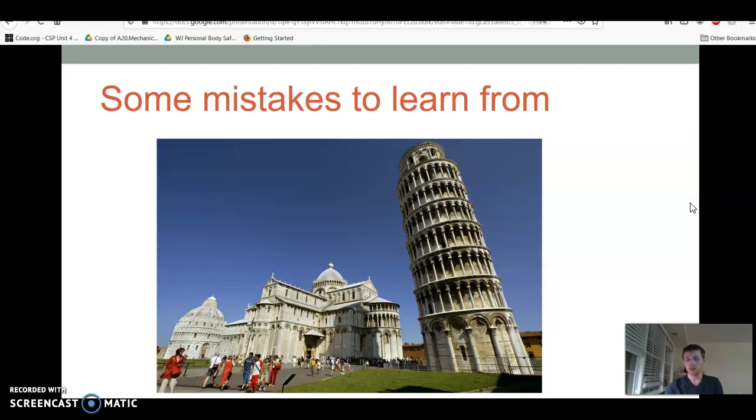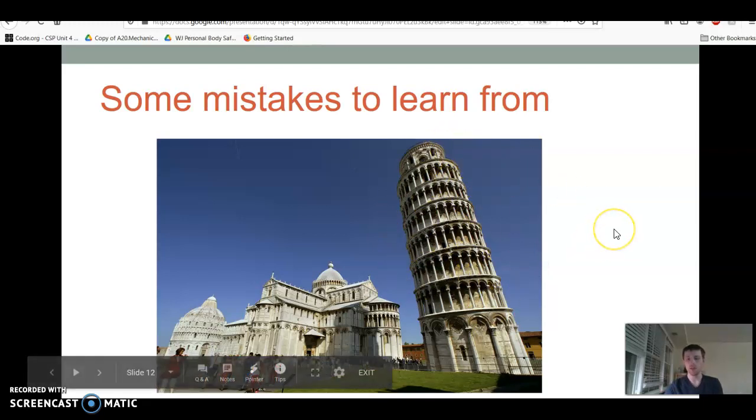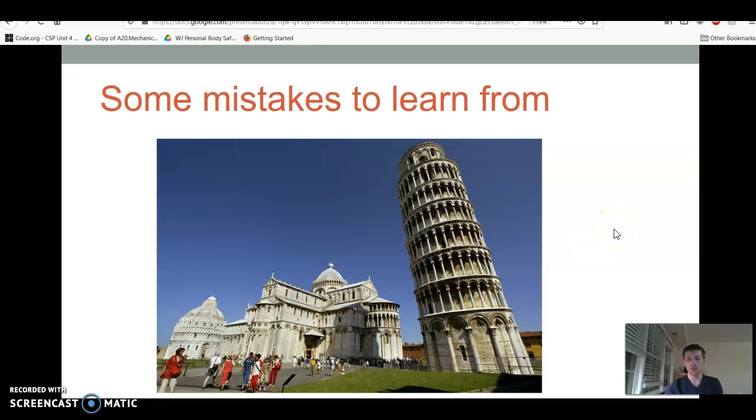Alrighty. So there are, of course, many mistakes that have occurred over the vast number of years that humans have been building things. This is a famous one. This is the Leaning Tower of Pisa, of course. And this is just an example of something that could be hard to account for.